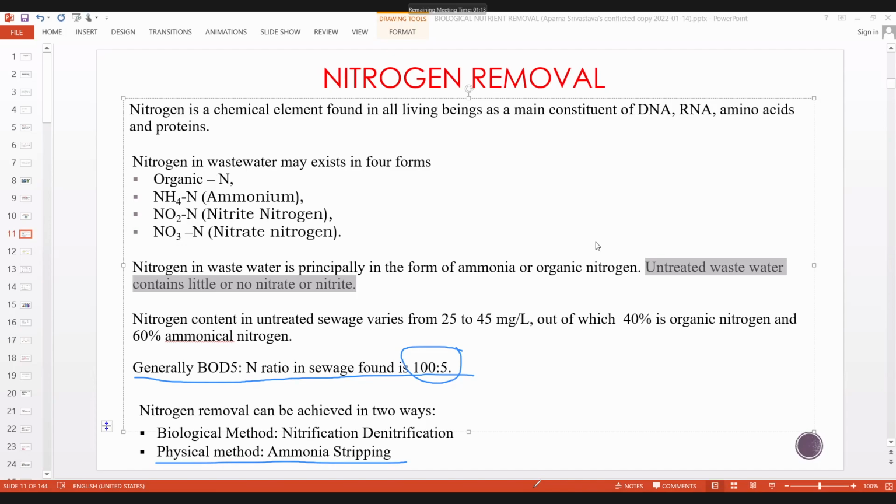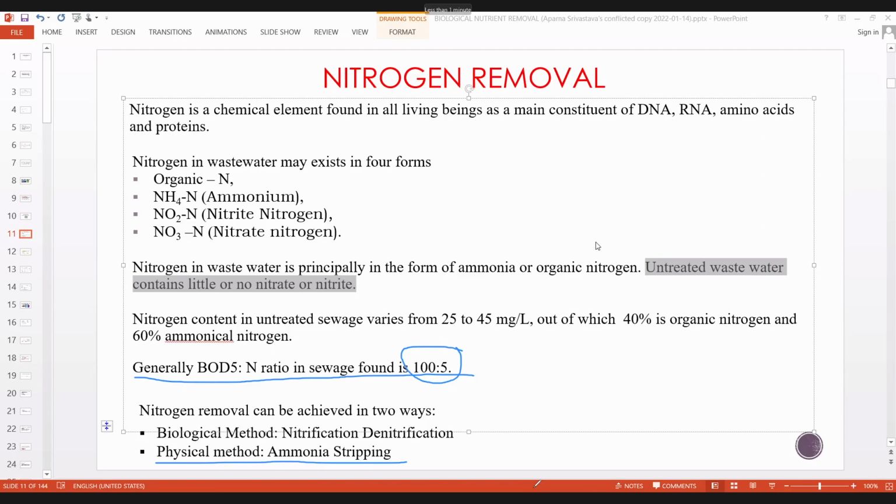The physical method, ammonia stripping, is a very common process, and you will find it in most coke oven treatment plants or industrial wastewater plants. But the thing is that here you need to raise the pH, which requires a chemical. That's why even though it looks like a physical method, we can say it's a combination of physical plus chemical methods, because you need to change the pH.